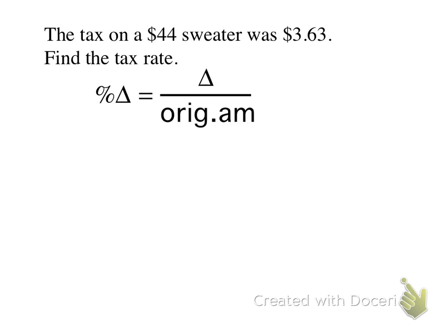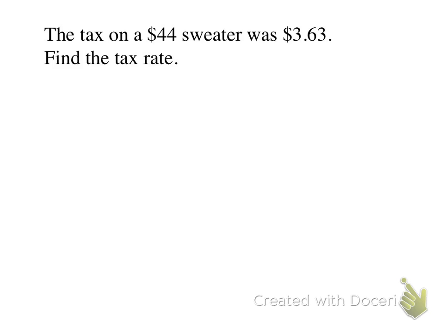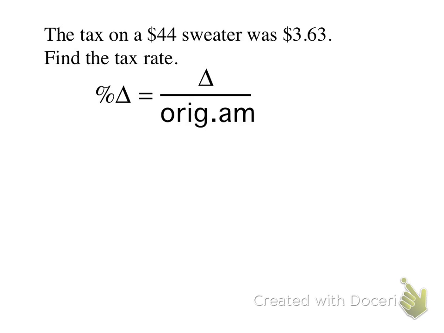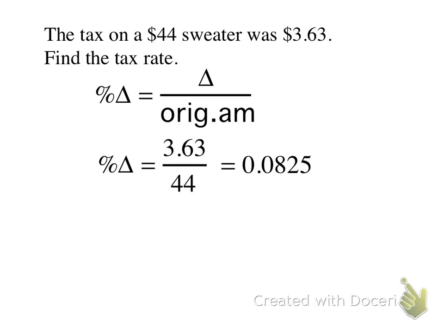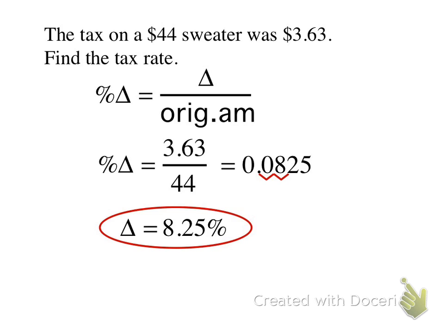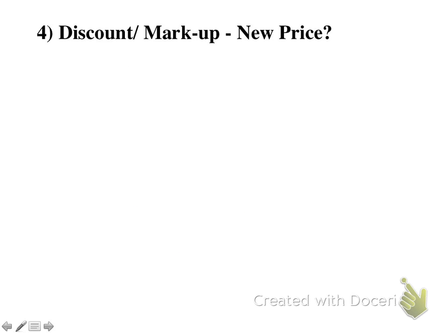Okay, tax. This is interesting how they're doing it. So I guess for percent of change, they're putting in the tax over the original amount, and that gives us our percent. I'd never done it that way. When I divide it out, I get this, and so it's really 8 1/4%. Okay?